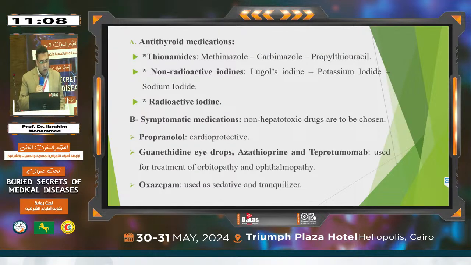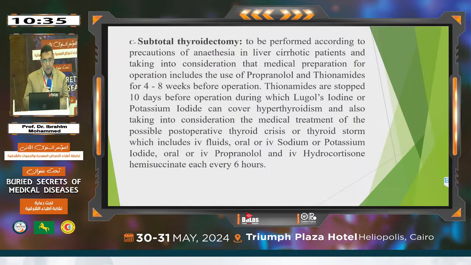Antithyroid medications are thionamides, which are methimazole, carbimazole, propylthiouracil; non-radioactive iodines, Lugol's iodine, potassium iodide, and sodium iodide; and radioactive iodine. For symptomatic medications, non-hepatotoxic drugs are to be chosen. Propranolol, which is cardioprotective. Guanethidine eye drops, azathioprine, and teprotumumab are used for treatment of orbitopathy or ophthalmopathy. Oxazepam is used as a sedative and tranquilizer.